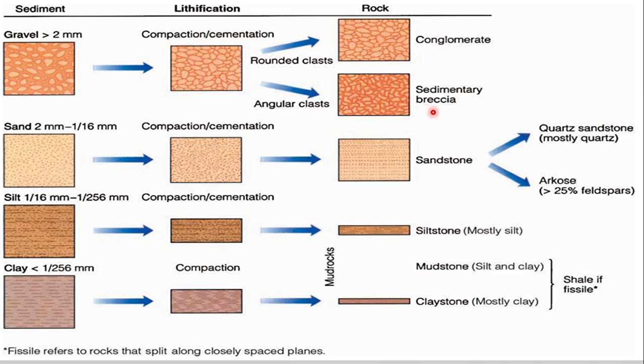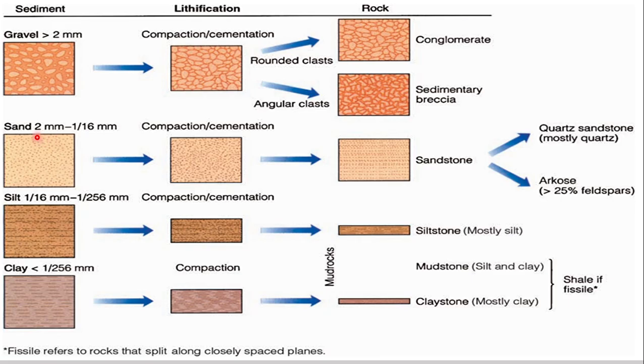Again, I revise. If the particle size is greater than 2 mm, then this type of particle is known as gravel size particle. After the deposition of the gravels, compaction and cementation occur. If all particles are rounded, then after consolidation the rock will be known as conglomerate. And if they are angular, then this rock is known as sedimentary breccia. Clear?